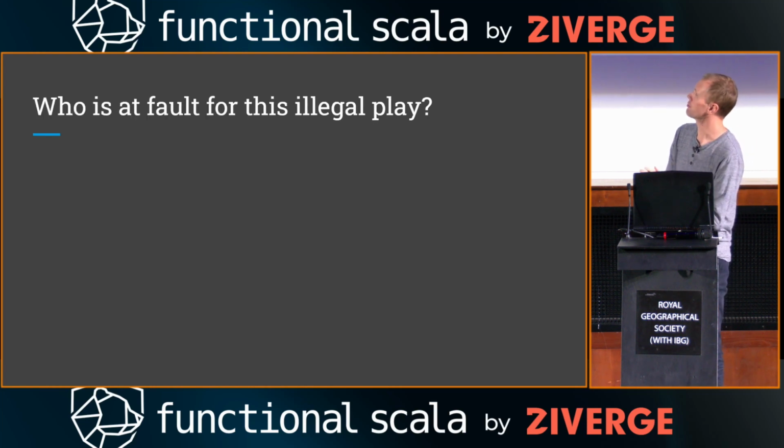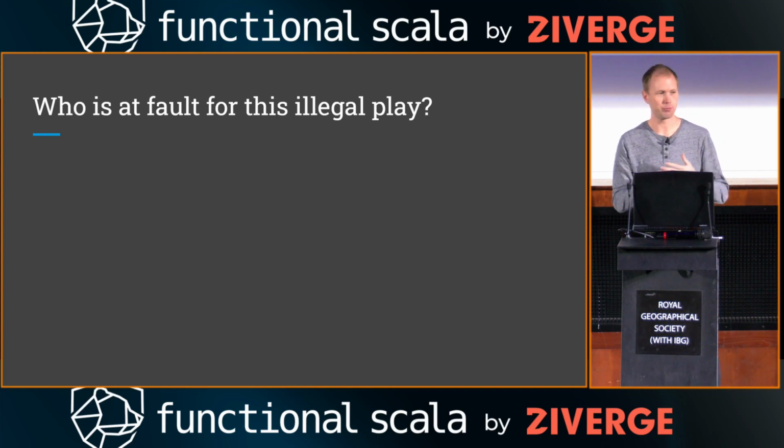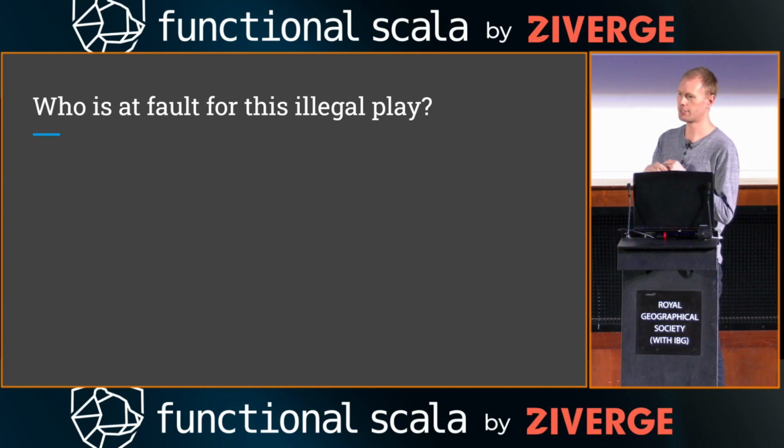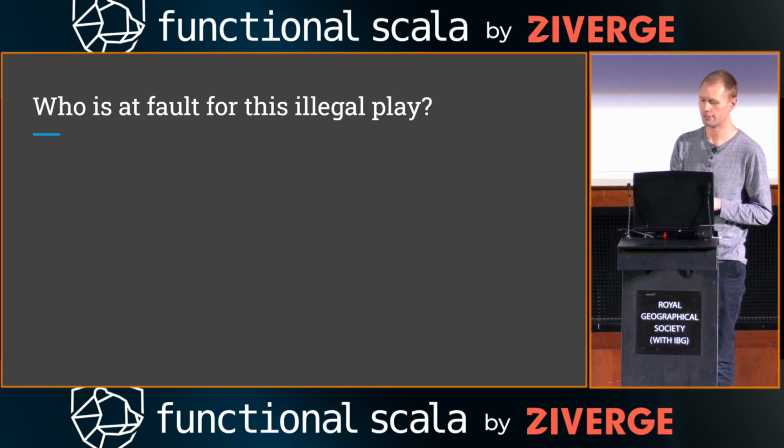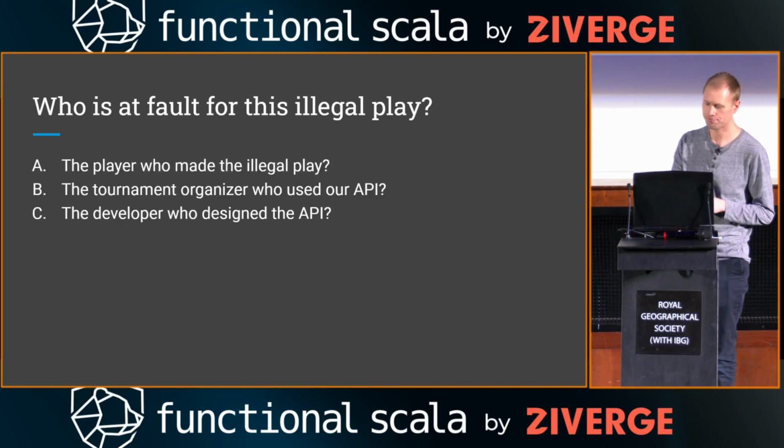And so we have a question. Who's at fault for this illegal play? So one of my favorite things to do when I encounter a bug in programming is to blame someone else. I don't like to be accountable for my own bugs. I know accountability is a good quality for programmers to have, but it just feels so much better when someone else is accountable for the problem that I have. So my question is, who's at fault for this illegal play?